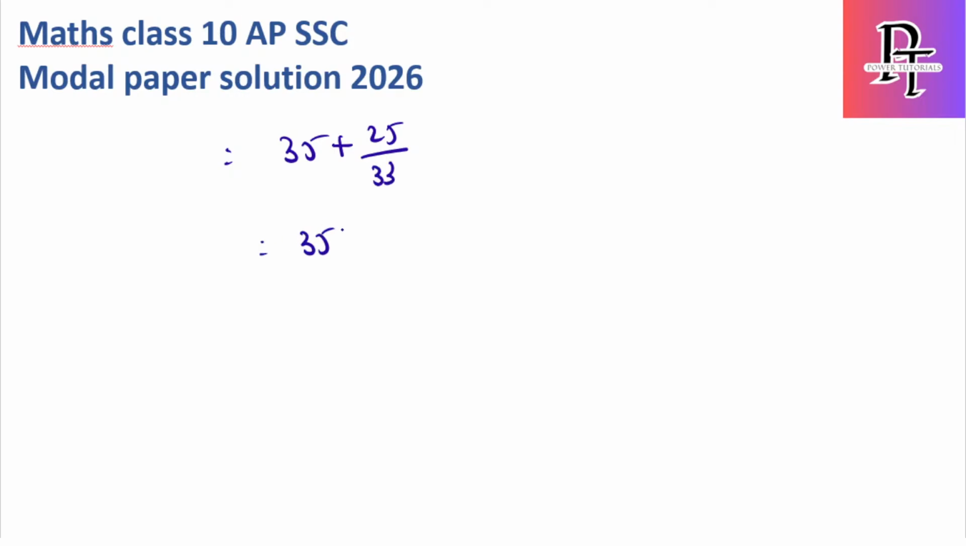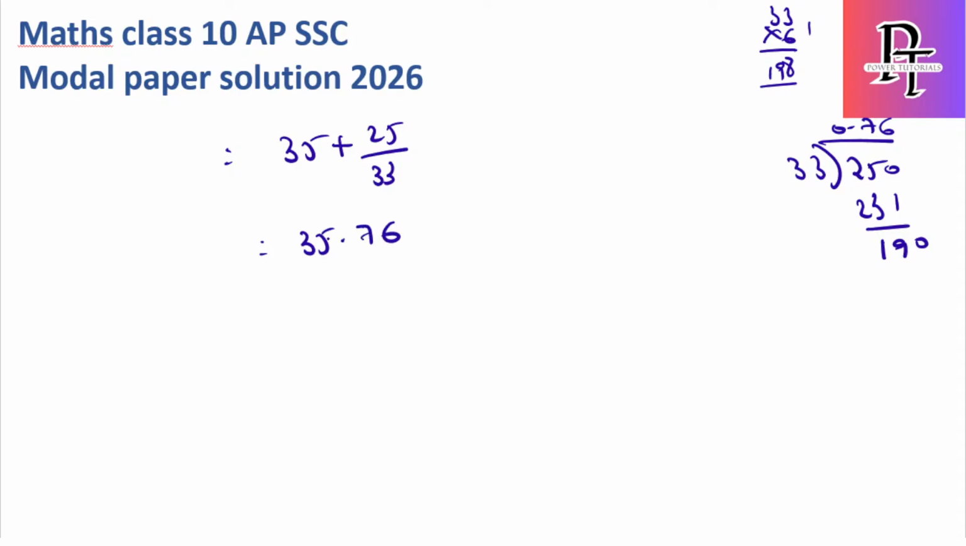So 35, 33, 25. 7 3s are 21, 2 7 3s are 21, 231, and this becomes 19. 33 5s are 33 6. Let's see, 6 3s are 18, plus 1, 19. Okay, I can say it is closer to 0.76. So 35.76 is the median value.